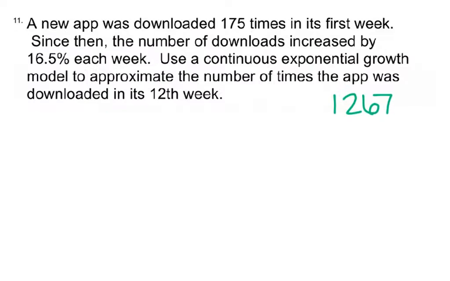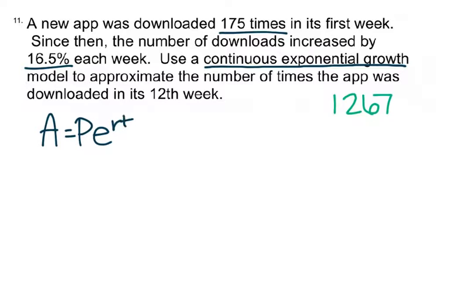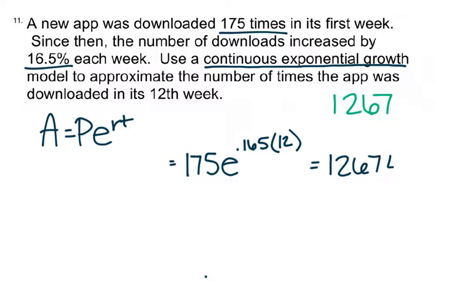Alright, a new app was downloaded 175 times in its first week. Since then, the number of downloads increased by 16.5% each week. Use a continuous exponential growth, which means this, to approximate the number of times the app was downloaded in its 12th week. So we started with 175. We change our rate to 0.165, and it's in its 12th week. Alright, so you get this, and you just round to the nearest whole number.